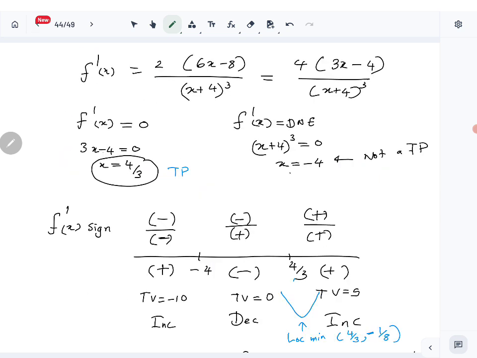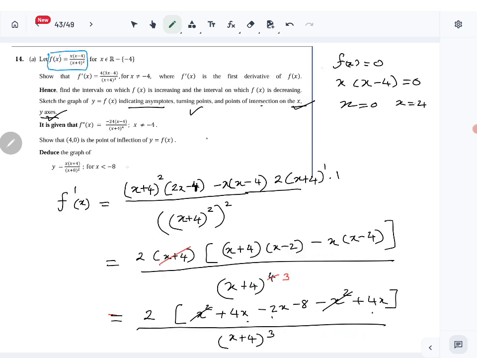This is a new type of question, so practice that type. You need to use transformations for that. Right, then we'll do part B.